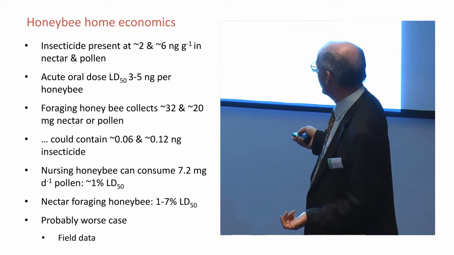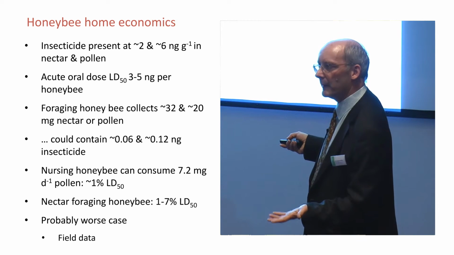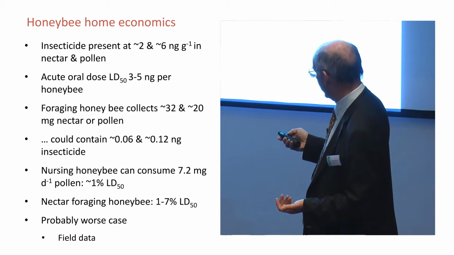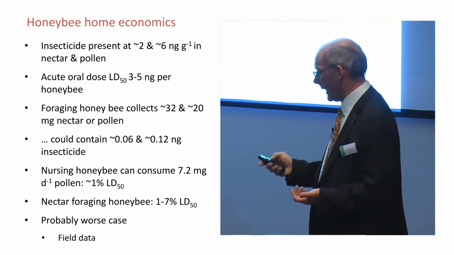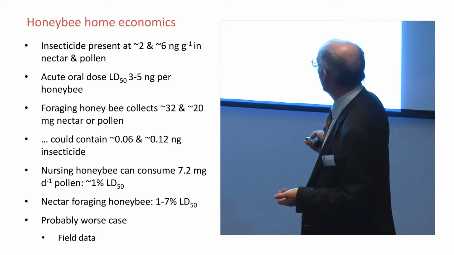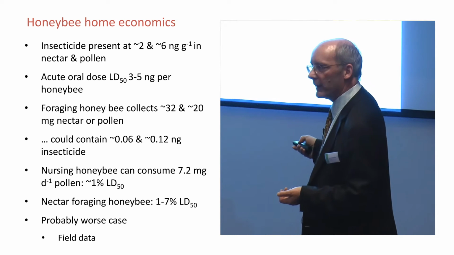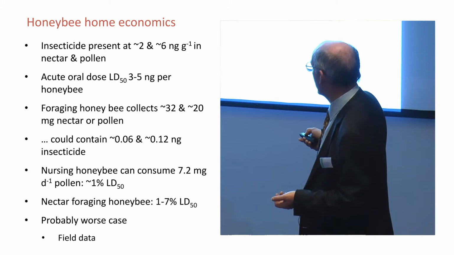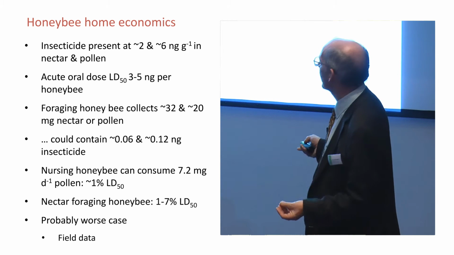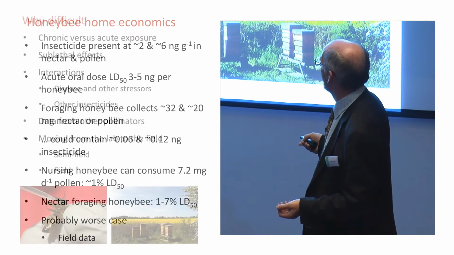And this is probably a worse case because they would be feeding on a more diverse group than just oilseed rape and just field data. So in many ways, and this is why the insecticides were allowed in the beginning, this is quite reassuring. You would only expect 1% of LD50, 7% of LD50. You would not expect to get much effect.